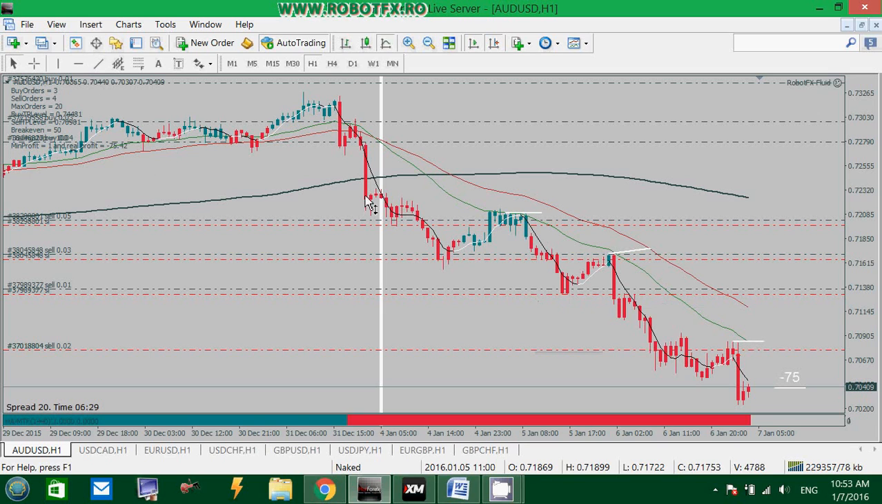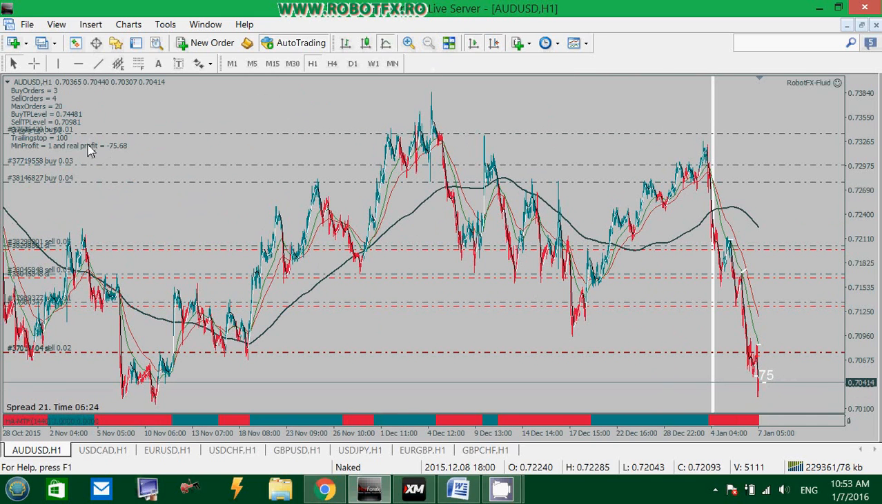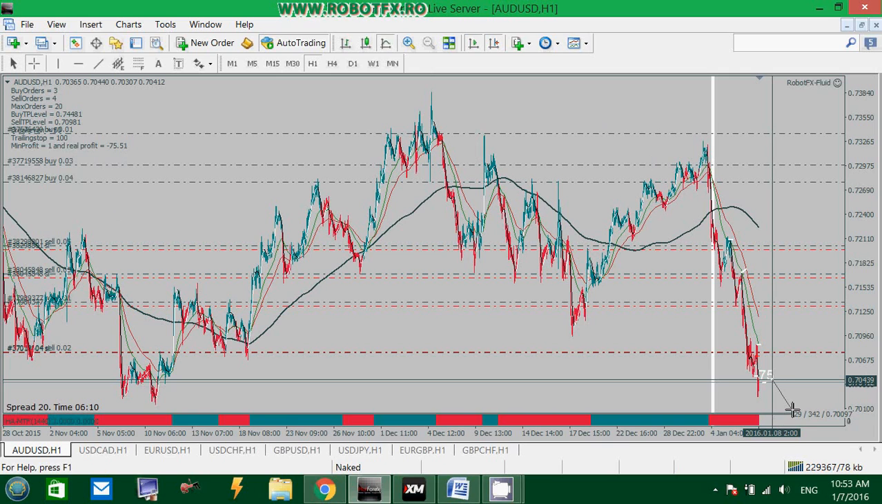What does it mean? It means that now when the price drops, the profit of all this basket of trades will increase. Right now it's negative, of course. The real profit is here at negative $75. If it drops, the profit will increase until eventually it will reach the minimum profit of $1. When it is reached, the expert advisor will close all these trades, will close the basket.